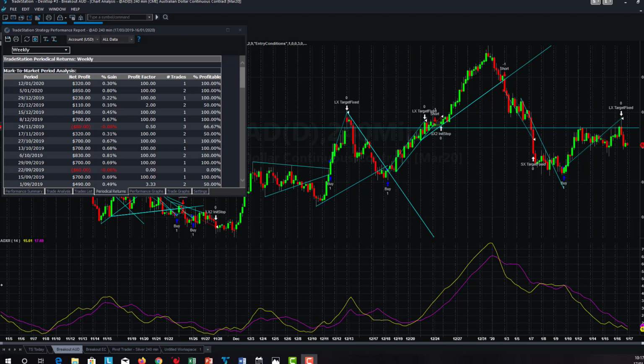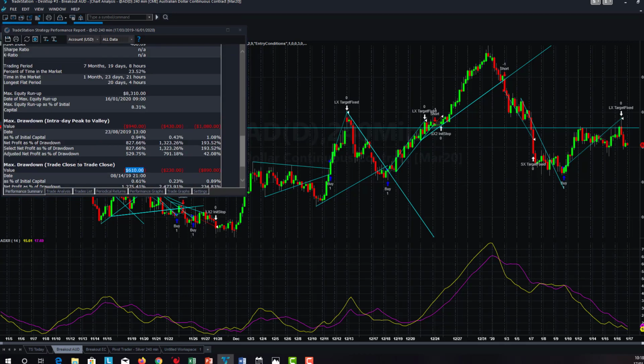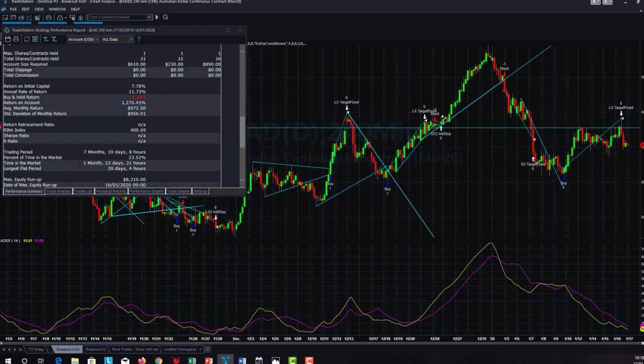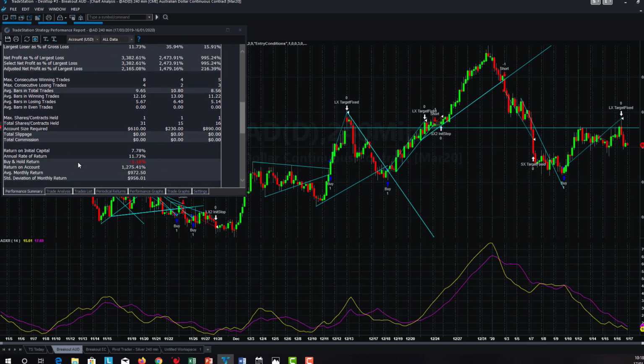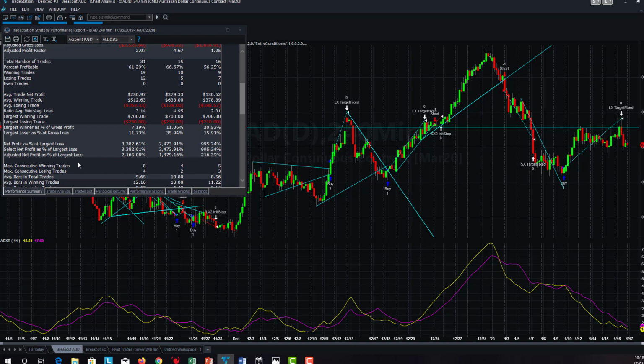At the end of the day, all it's got to do is its job of providing profit in the account. We need to make sure that it's got a good reward to risk, that its average trade net profit is over $100, which this is doing, and it just needs to be consistent. You can see it ticks all those boxes. As far as our win rate, let's have a look here, we're sitting at 61%. That's really good for systems.